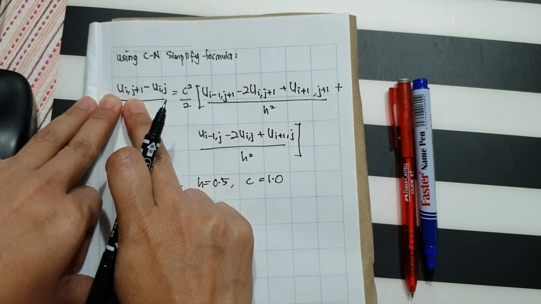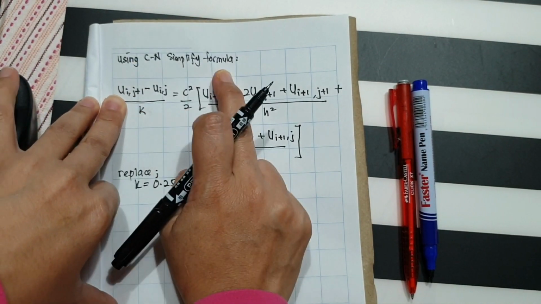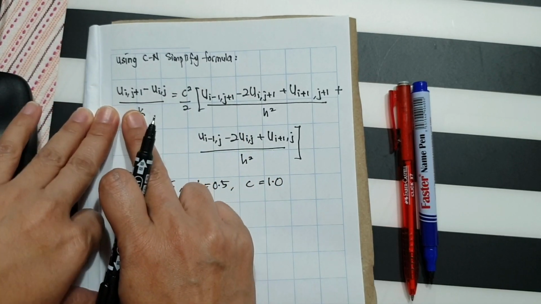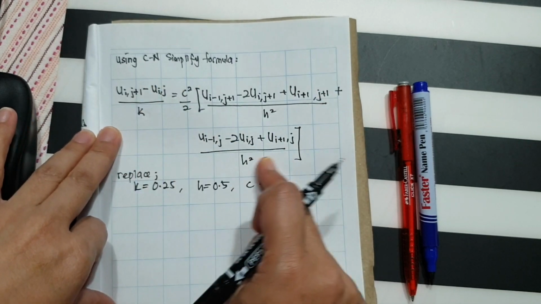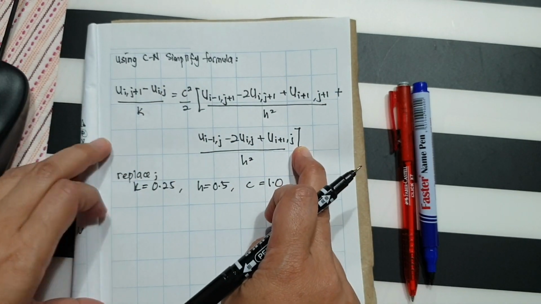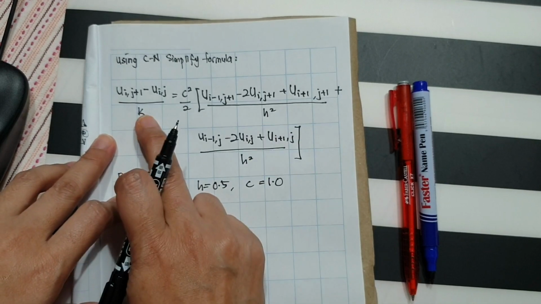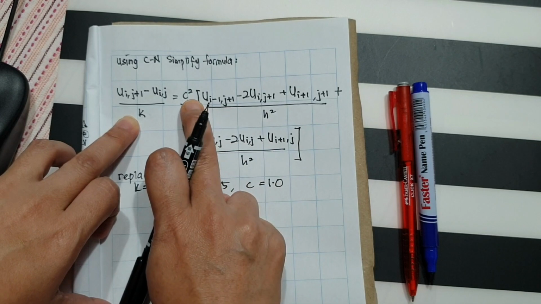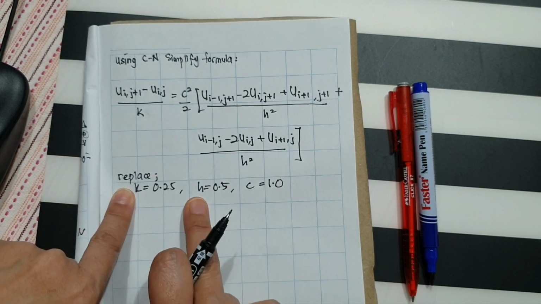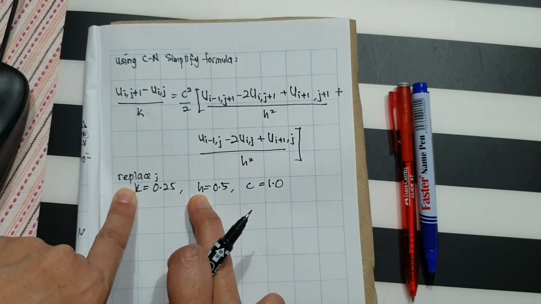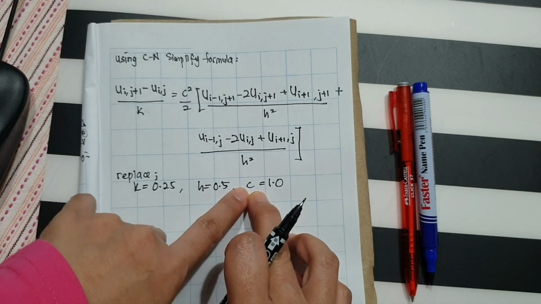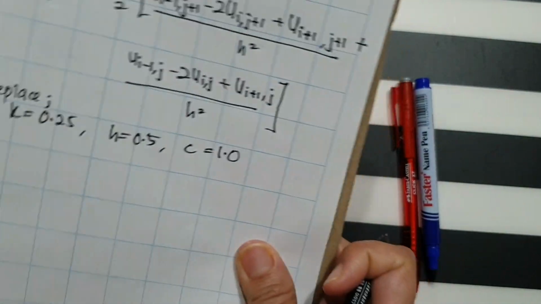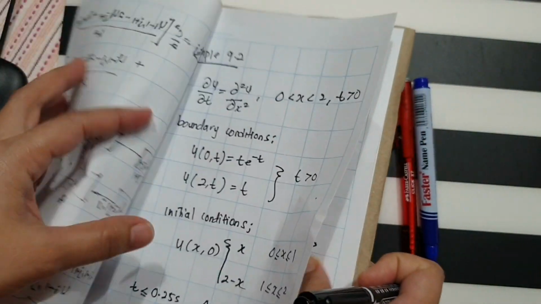So this is your Crank-Nicholson simplified formula. You can find this formula in my slide. What you need to do from this formula is replace all the unknown values given in the formula, which are k, h and c. The values for k and h you can find from the equation. And the value for c, you have to go back to the given heat equation formula in the question.